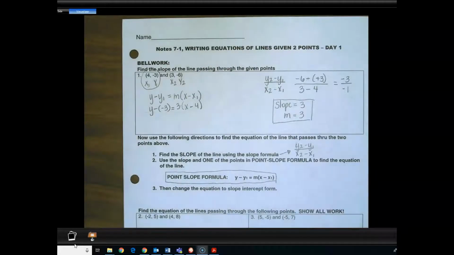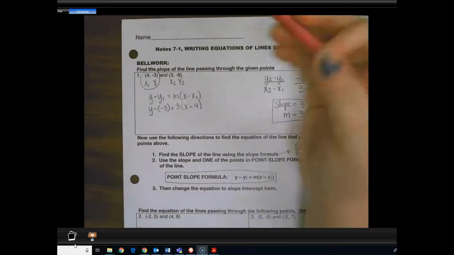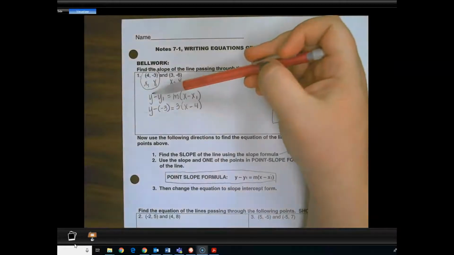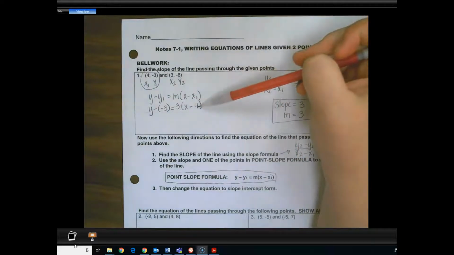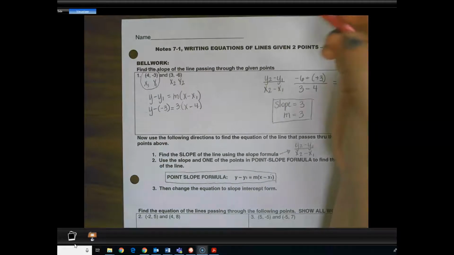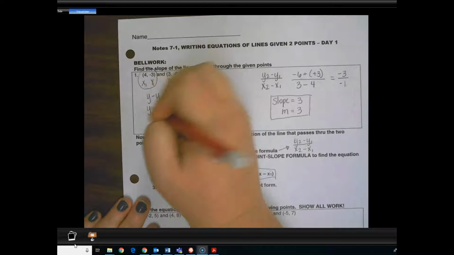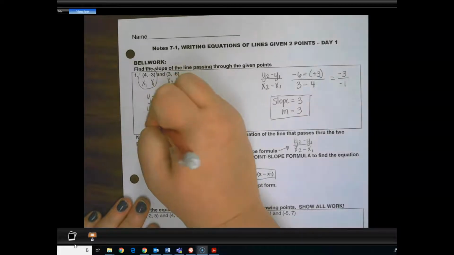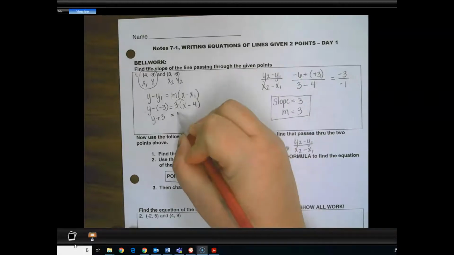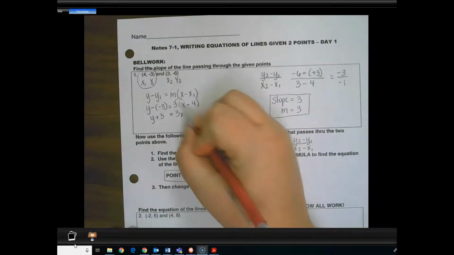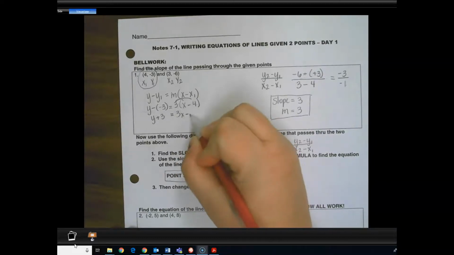So all I've done here is I've taken this point slope formula and plugged in my y1, my m, and my x1. I've kept my x and y the same. And from here I'm going to solve it. I'm going to change this to y plus 3 on this side, and distribute this 3 on this side. So 3x, bring down my subtraction, 3 times 4 is 12.